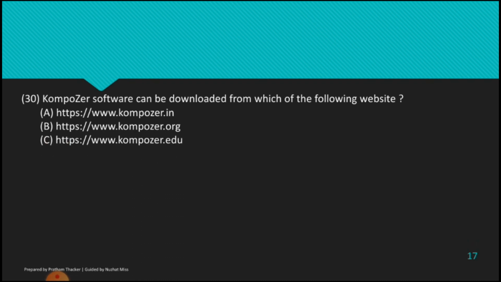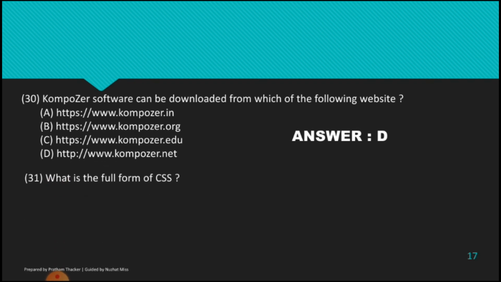Question number 30. Composer software can be downloaded from which of the following website? Option A, www.composer.in. Option B, www.composer.org. Option C, www.composer.edu. Or option D, www.composer.net. Here you have to remember top level domain like .in, .org, .edu or .net. Answer is option D, www.composer.net.